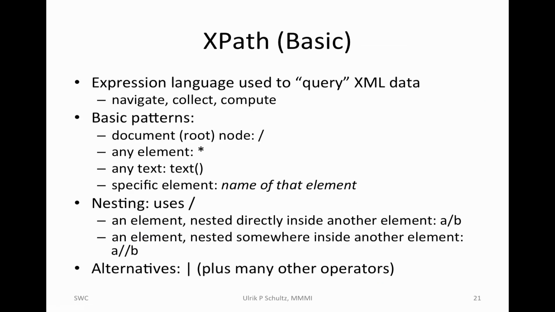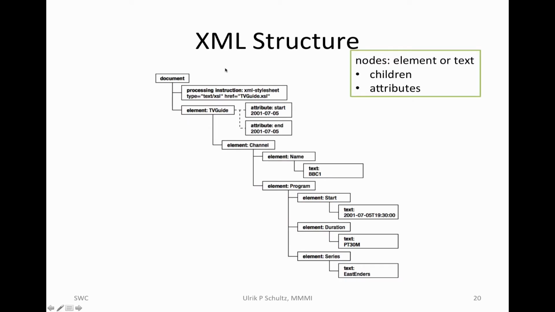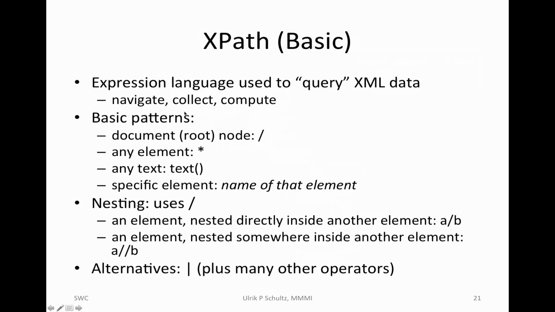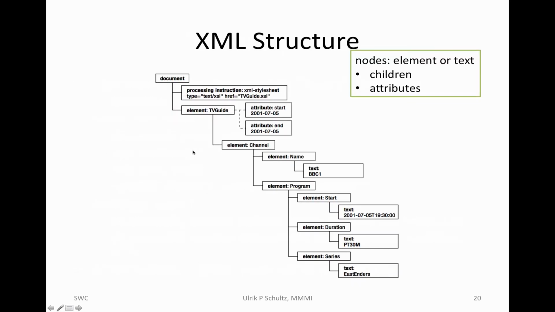XPath is basically our expression language that we use to query XML data. To query the XML data, we can write slash the node, the root node, which is the document here. We can write star for any element. So TV guide slash channel slash program slash star means all of these three elements down here: start, duration, and series.